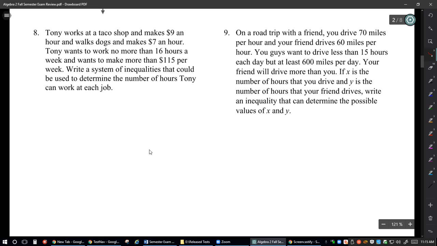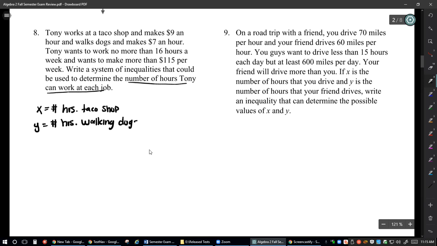Number 8. So Tony works at a taco shop and makes $9 an hour and walks dogs and makes $7 an hour. Tony wants to work no more than 16 hours a week and wants to make more than $115 per week. Write a system of inequalities that could be used to determine the number of hours Tony can work at each job. So this is where you're writing another system, but instead of an equal sign, it's going to have an inequality. So the number of hours that Tony works at each job. So that's your variables. So let's call X the number of hours at the taco shop. And let's call Y the number of hours at walking the dogs.